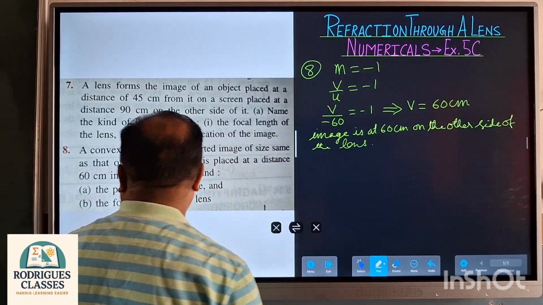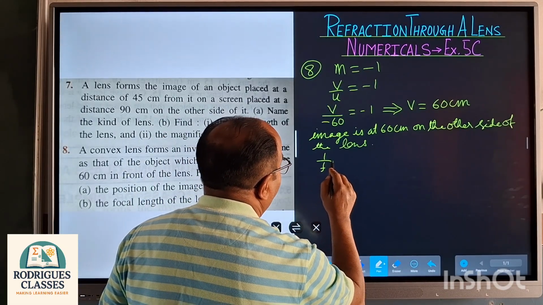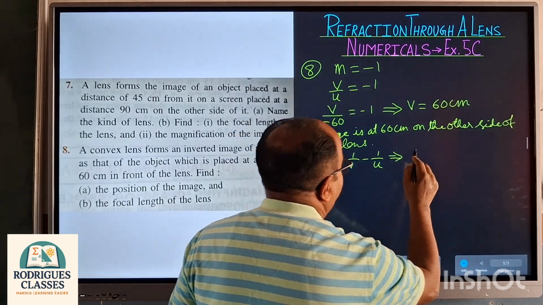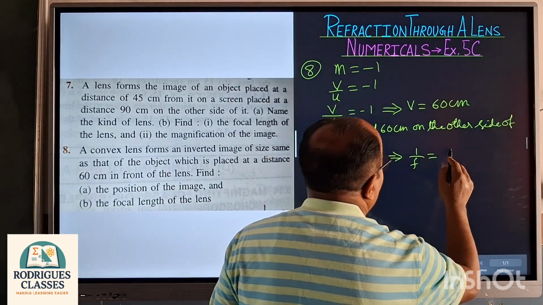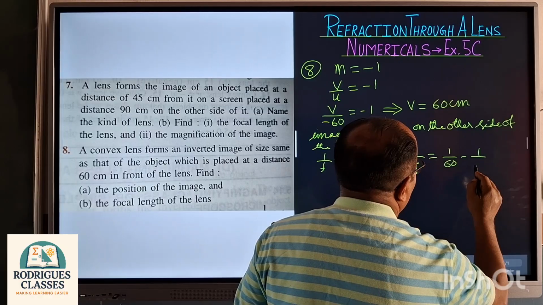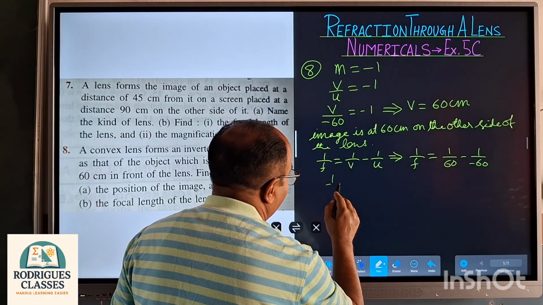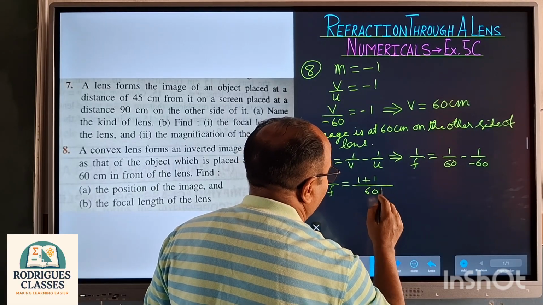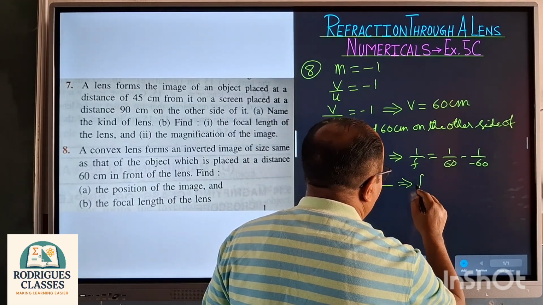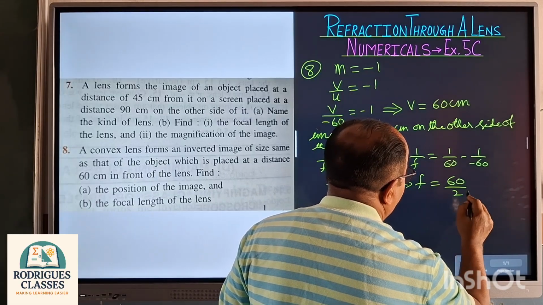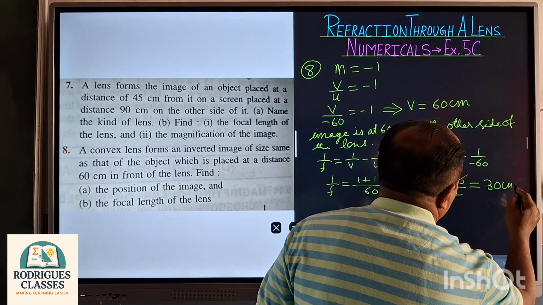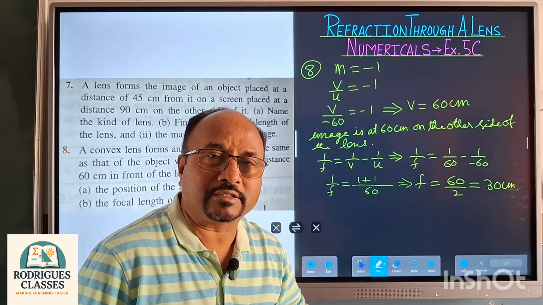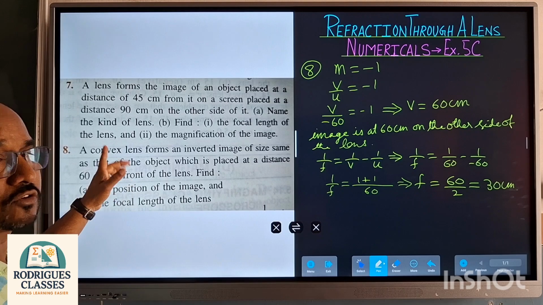Okay. Now we have to find the focal length. So let us write the formula. 1 by f is equal to 1 by v minus 1 by u. Let us substitute the values. So 1 by 60 minus 1 by minus 60. So 1 by f is equal to, LCM 60, 1 minus minus, plus 1. So I will be getting f as equal to 60, 1 plus 1 is 2, so 30 centimeter. So the focal length you have also got. Getting the focal length as plus confirms the lens is a convex lens.